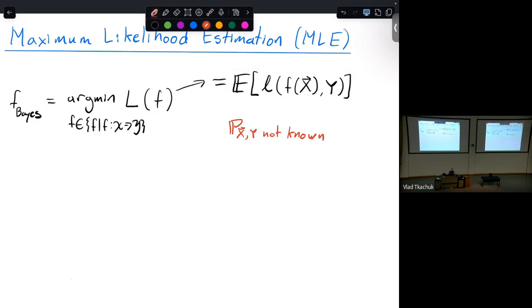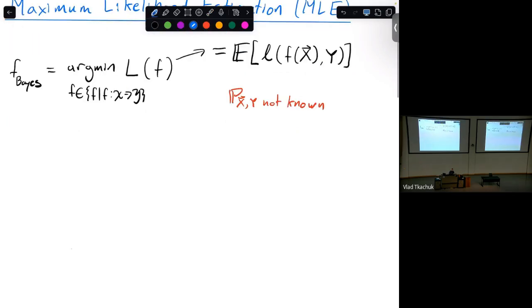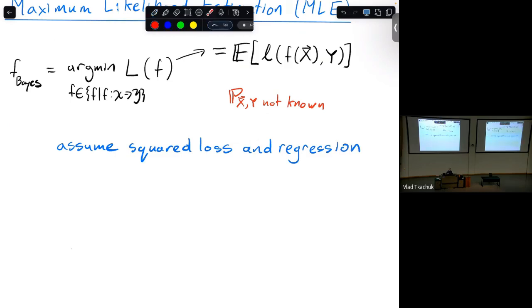So we're going to pick a loss, and this is going to be important for this calculation. We're going to assume now that we have the squared loss and we're in the regression setting. We're going to redo this type of story for the classification setting, and this is actually how we're going to end up doing classification from this procedure instead.